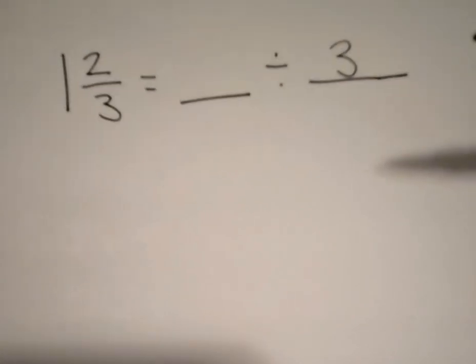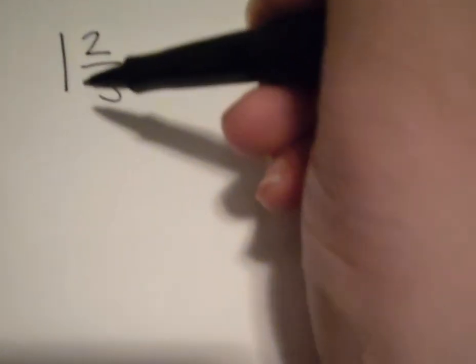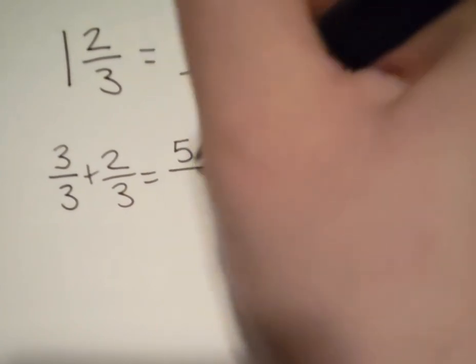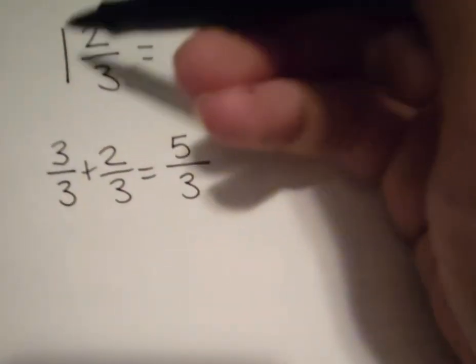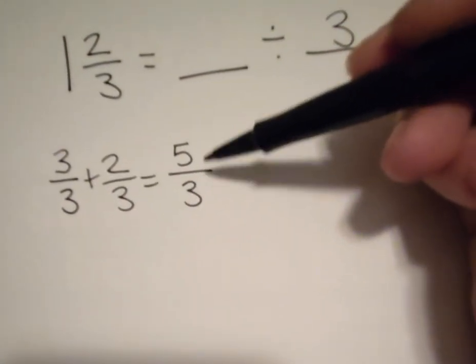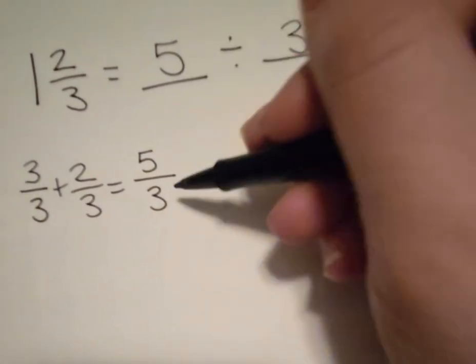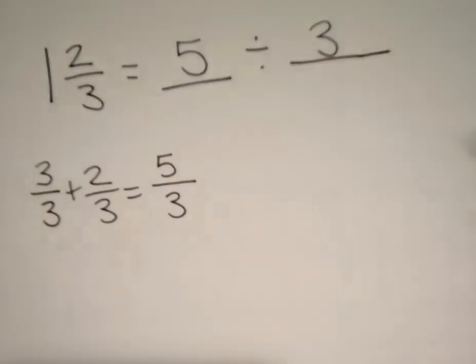All right. Hopefully you had some good discussions with your team. And what I want to show you is 1 2/3. If we're starting with 1 whole, that would be 3/3 plus 2/3, which means 3 plus 2 is 5/3. We're starting with 5/3 right here. So 5 would be my numerator, my first number, and 3 is my denominator, so it goes here.